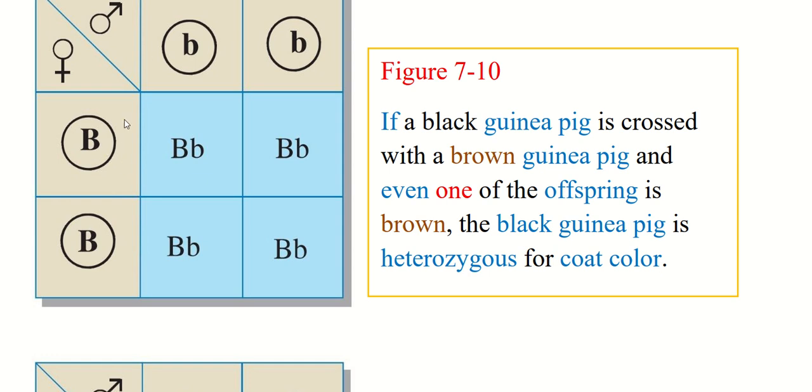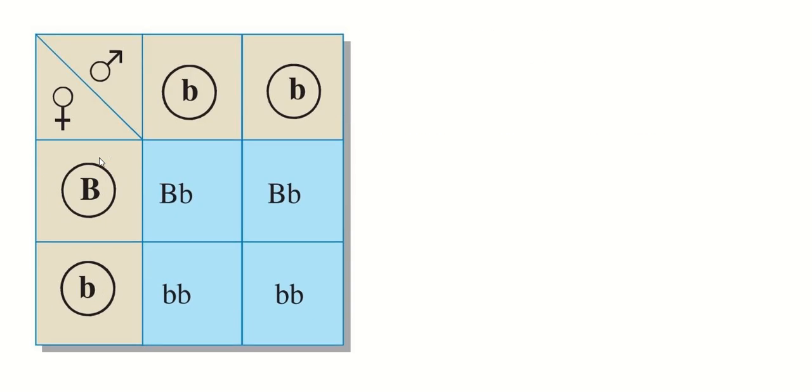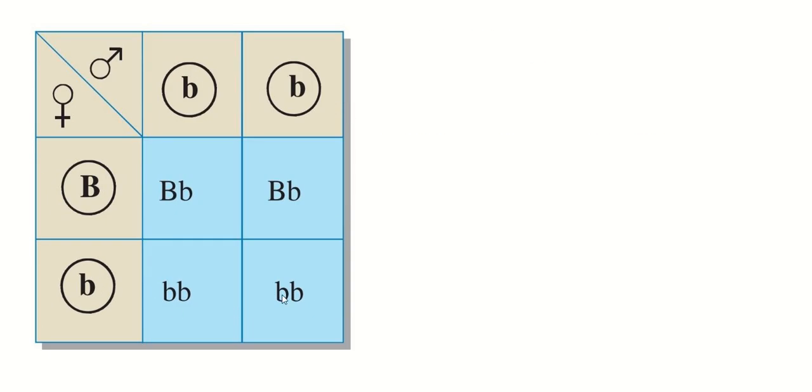For example, B for black coat, we cross with the recessive trait bb. So if all offspring are black, it means that the black parent should be BB. But if half of the offspring are bb, then the black phenotype parent's genotype should be Bb.